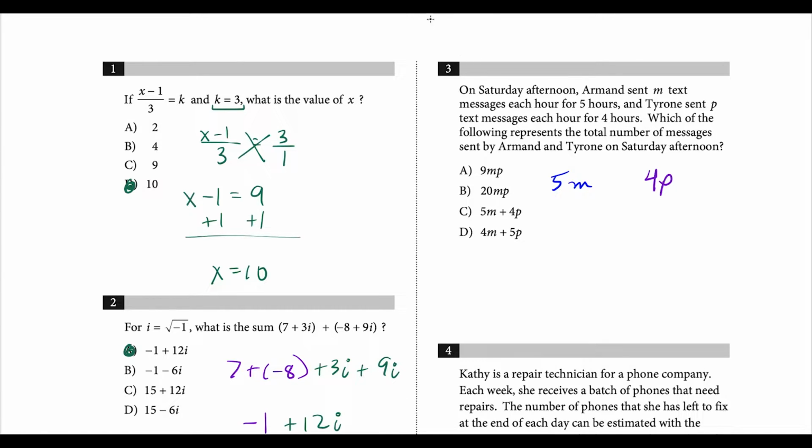So we want to know which of the following represents the total number of messages sent by Armand and Tyrone. So then we would just add these together if we want the total. So we have 5m plus 4p, and that's going to match up with choice C.